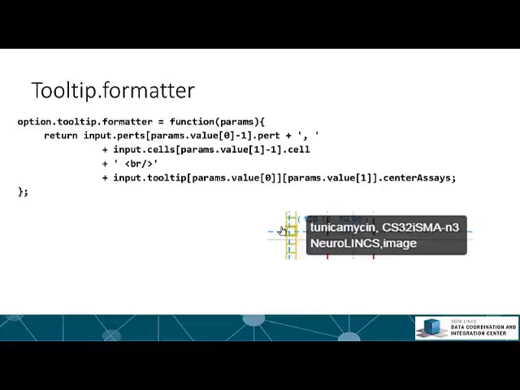The parameters argument is the coordinate of the mouse-hovered item. Input.perturbations[parameters.value[0]-1].perturbation and input.cells[parameters.value[1]-1].cell are used to get the perturbation and the cell line name of the hovered item, which makes up the first line in the tooltip. The br is a new line character in HTML. The input.tooltip[parameters.value[0]][parameters.value[1]].center_asset gets the center and asset information of the hovered item, which makes up the second line in the tooltip.